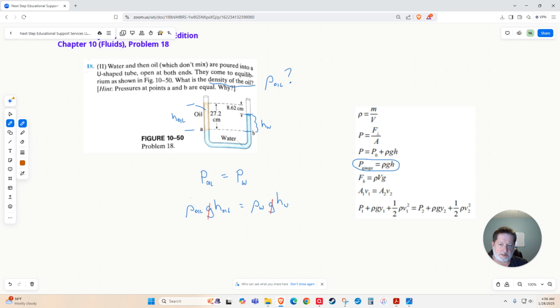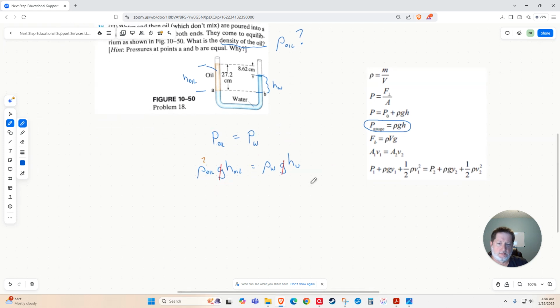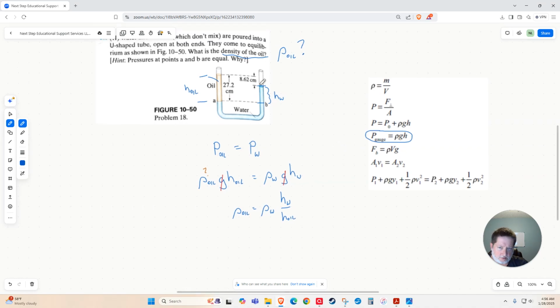The thing you're looking for is the density of the oil. I'm just going to rearrange this equation. Solve for the density of the oil, equaling the density of the water times the ratio of the height of the water column to the height of the oil. We have to do a little bit of segment addition math here to get this height of water, but that shouldn't be too difficult.